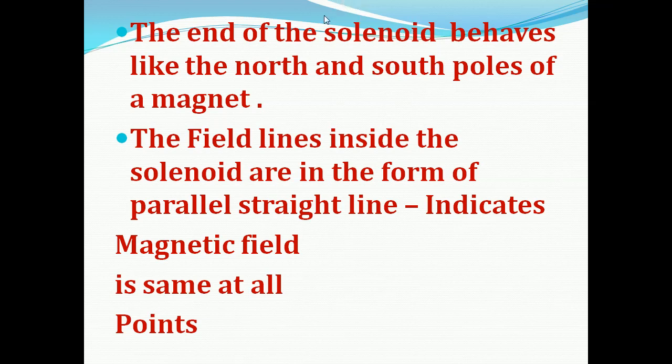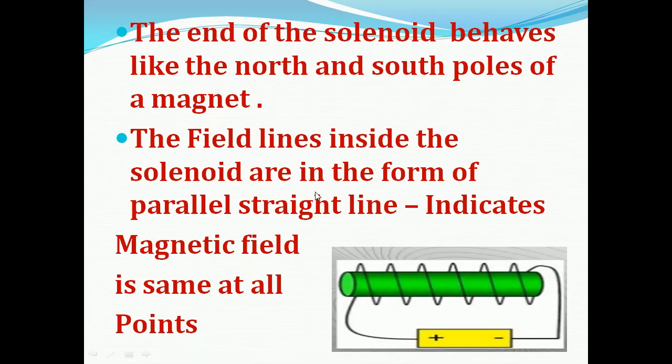So one end of the solenoid will behave as a north pole and the other end will behave as a south pole. The magnetic field lines inside the solenoid are in the form of parallel straight lines, which indicates that the magnetic field is the same at all points.